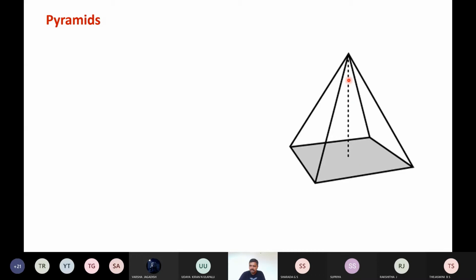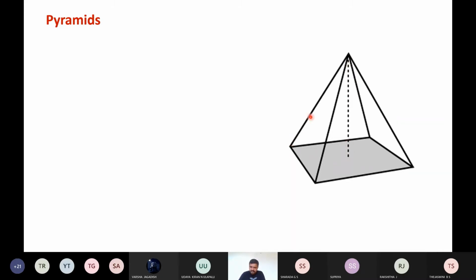Next, what do we call this line? Vertical line. What do we call this? This is the axis. Axis is the line connecting the center of the base and the apex. Usually it will be represented in chain dash, not like this. So this is just for representation. It should be a chain dash line.